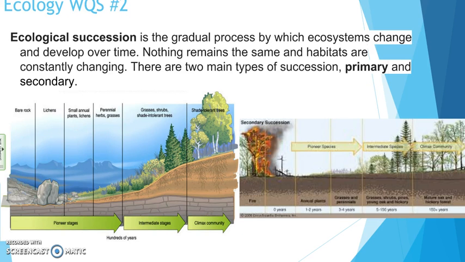Now, speaking of succession, we have something called ecological succession. That is basically the gradual process in which ecosystems change and develop over time. Nothing remains the same, and habitats are constantly changing. There are two main types of succession, primary and secondary.